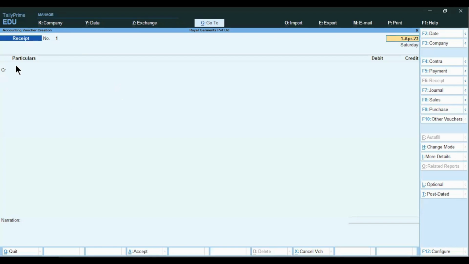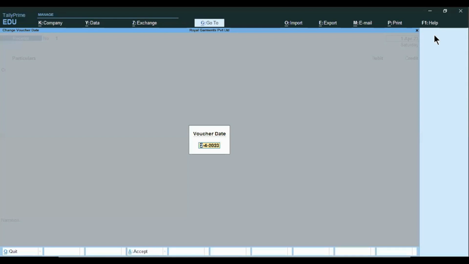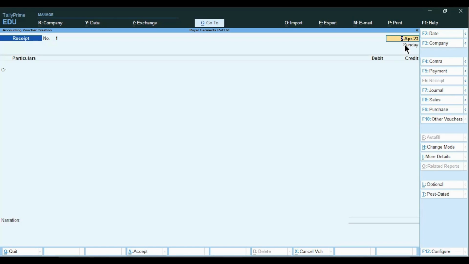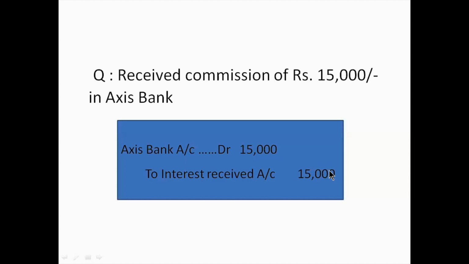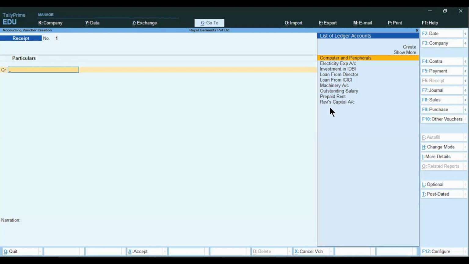Now you can change the date. I will change the date to 2nd April 2023. Enter. Enter. Now in this receipt voucher, it first asks for the credit part of the entry. So in the credit part, we have interest received ledger. As we don't have this interest received ledger, we will create it.